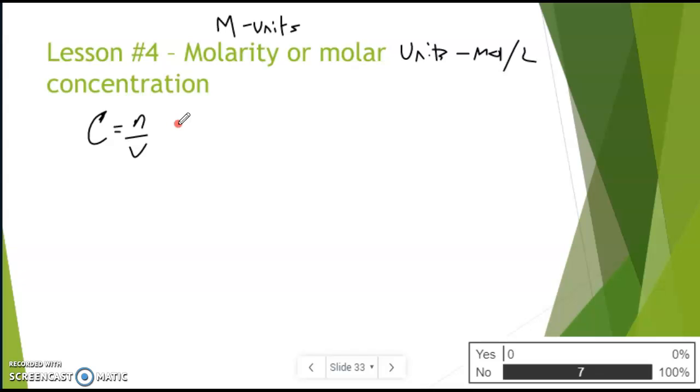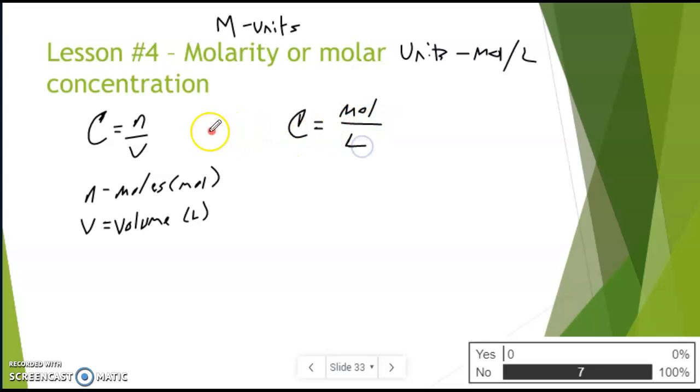You've seen two of these variables before already. N is just moles, and the units are moles. Moles are something we've talked about a couple of times already. And then V is volume, which has units of liters. So in our formula, C equals N over V, our concentration equals moles over liters, and our units for concentration are right there: moles per liter.